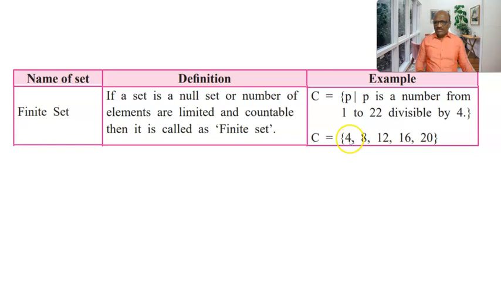We can count the elements in the set 1, 2, 3, 4, 5. या सेटमध्ये असणारे एलिमेंट आपण काउंट करू शकतो, ते लिमिटेड आहे. And this is the example of a finite set.